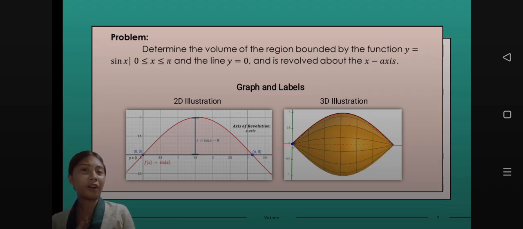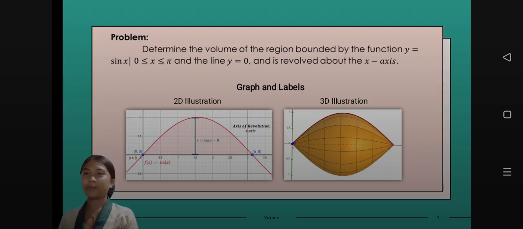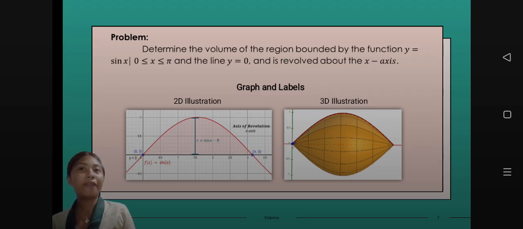Another variable in the formula is the width. The width is equal to the right function minus the left function. We didn't have those right and left functions earlier using the disk method, so now let's make those functions. Since we need our variables to be in terms of y, we convert y equals sine x in terms of y. So we will have x equals sine inverse of y as our left function.